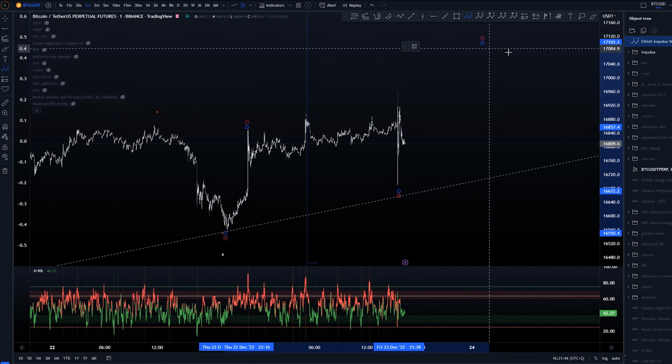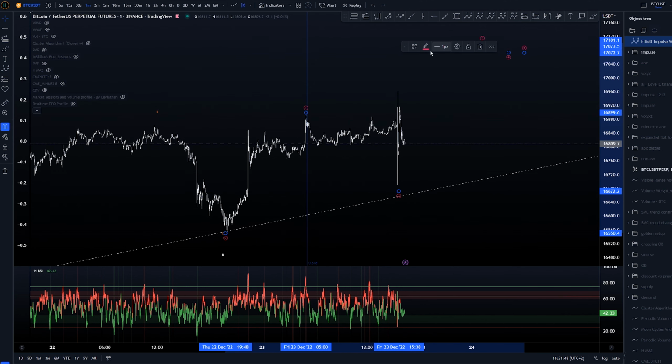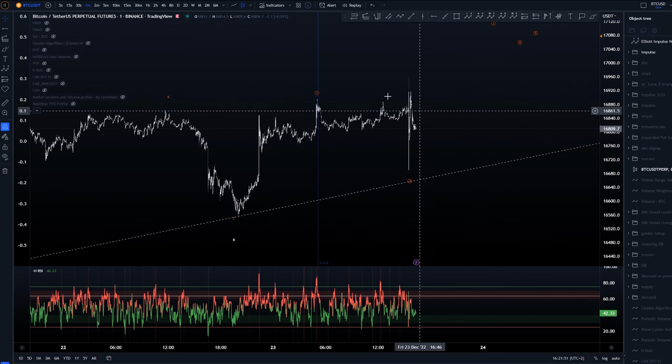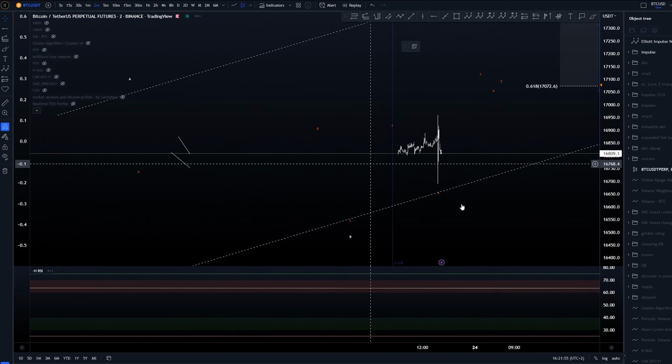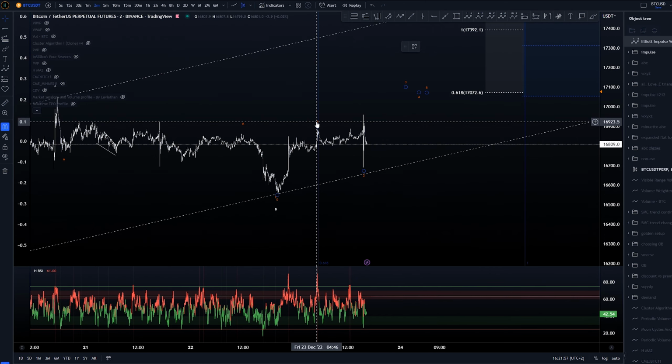That should be the fifth here. Like so, and this would be lower degree. Oops, that is the wrong degree, so let's put that right. There we go. So yeah, that would be the wave 1.